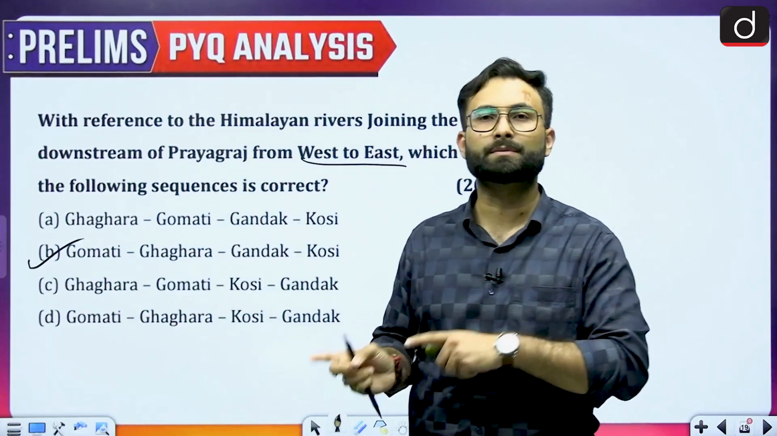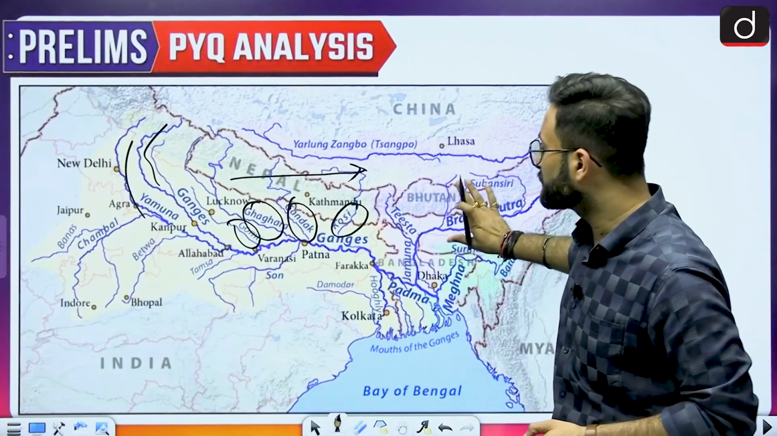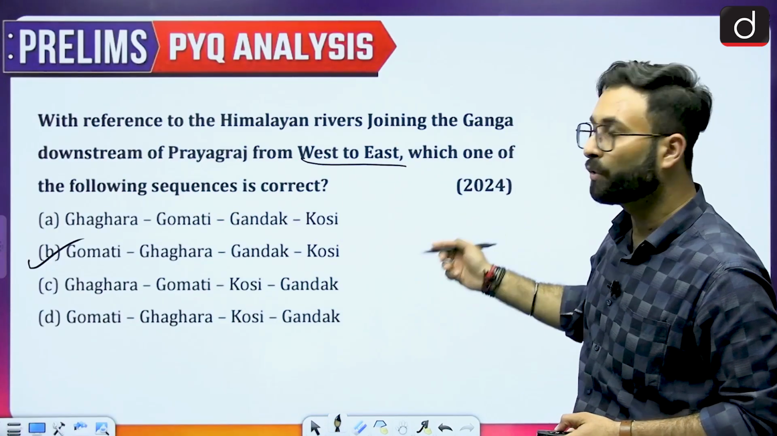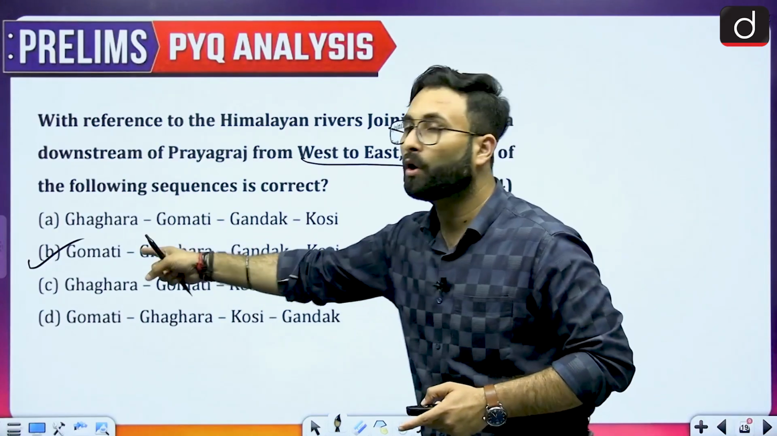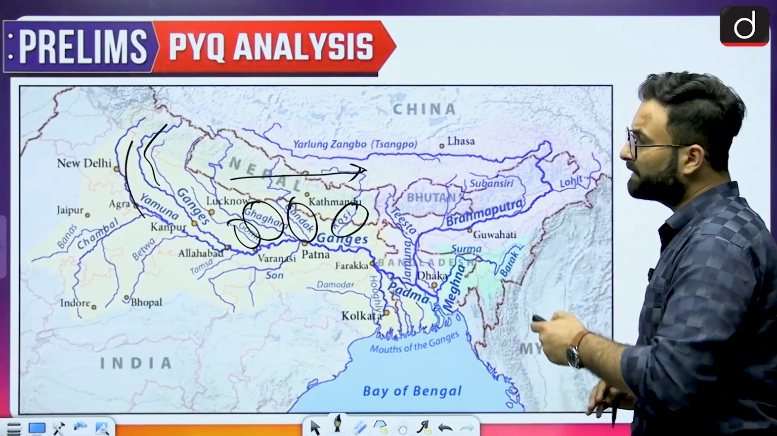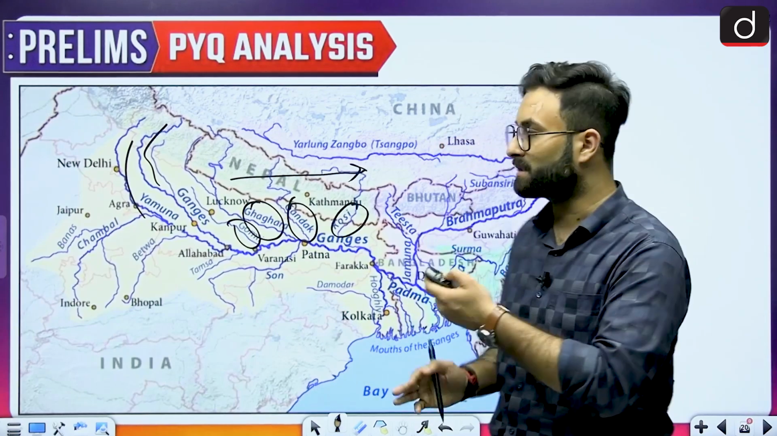Now the outcome of this question, or the learning from this question, is that you should know about this particular basin quite well. Since they have asked this question in 2024, I would suggest that you focus on all four rivers this time. That is quite important for you. Other than that, you should know about the origin of Ganga and the mouth of the river.